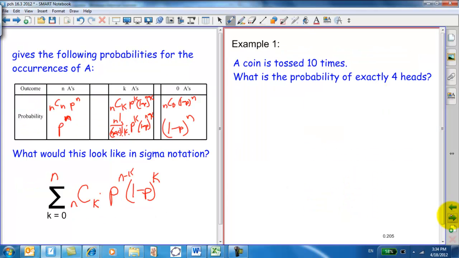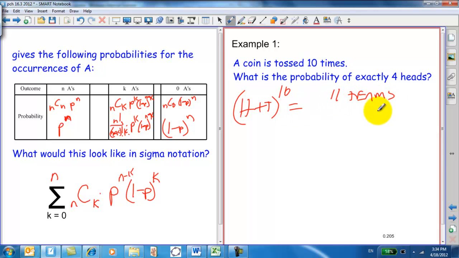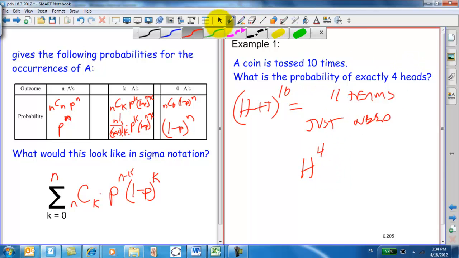Example 1: a coin is tossed 10 times. What is the probability of exactly 4 heads? So we're expanding out heads plus tails to the 10th. We could do the whole expansion, which is 11 terms, but we just need the term that has heads to the 4th. Heads to the 4th means you're going to have tails to the 6th. And then it'll be 10 factorial over 4 factorial, 6 factorial: 10 times 9 times 8 times 7, with the 6 factorial canceling out, over 4 times 3 times 2 times 1. The 4 times 2 cancels with 8, and 9 over 3 gives 3, so 210.